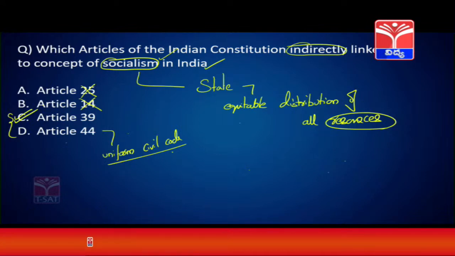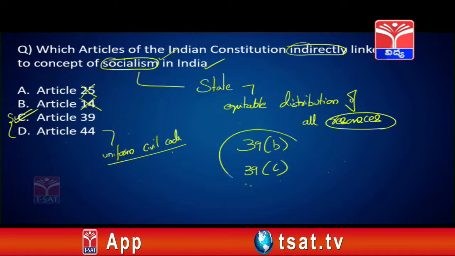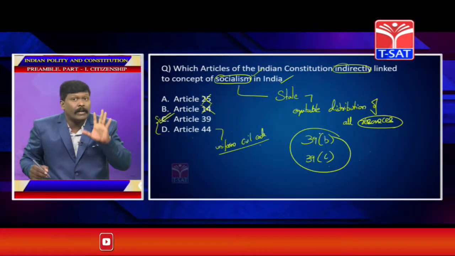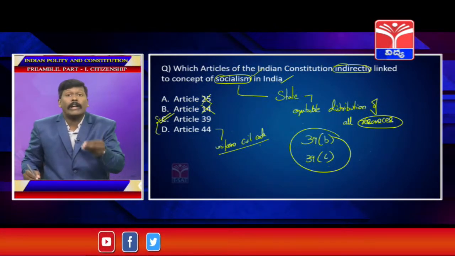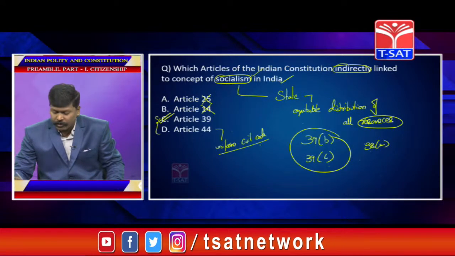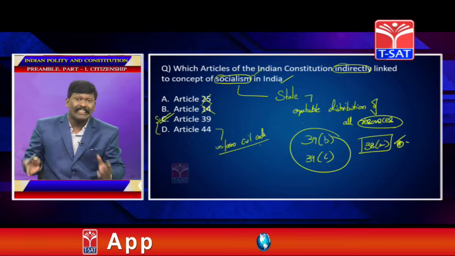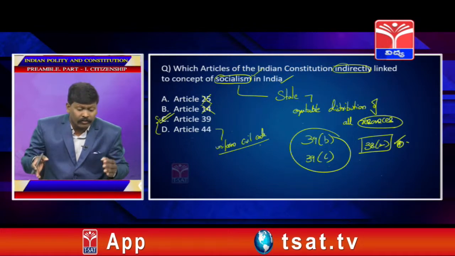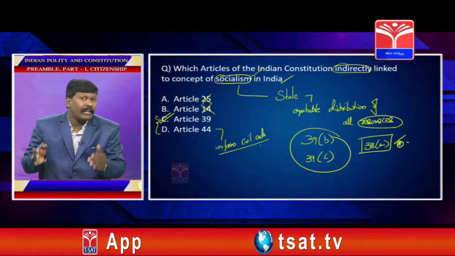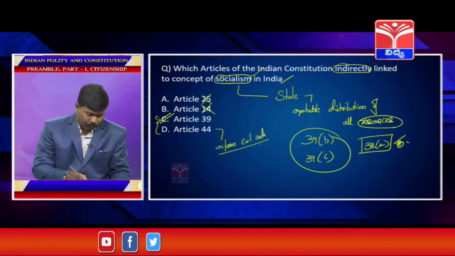To be more specific, friends, Article 39B and Article 39C talk about socialism in India. And to take one more article, Article 38 Clause 2 of the Constitution also talks about socialism in India. These three provisions of the Indian Constitution directly or indirectly discuss the socialism concept in India. Okay, let's go to the next question.